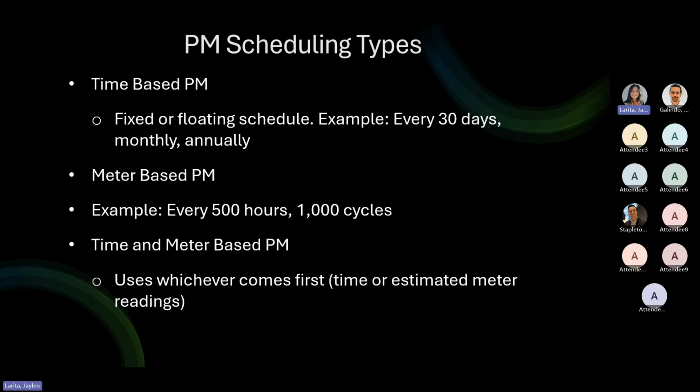So there's three main types of PMs. Time-based, which can be on a fixed or floating schedule based on calendar intervals. Meter-based, which is based on usage. And time and meter-based, which uses both time and meter readings, whichever comes first. You'll typically choose one depending on how your asset operates, whether it's time-driven or usage-driven.